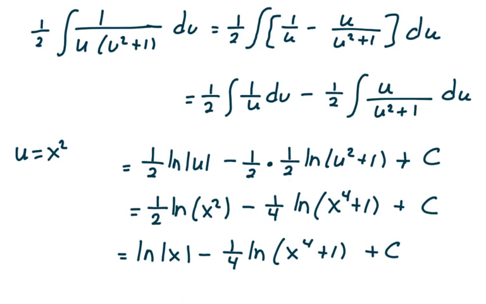Now, x to the 4th plus 1 is always greater than 0, so I don't have to worry about that being negative, which is why I don't have absolute value bars around x to the fourth plus 1.